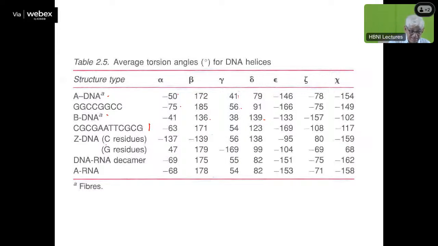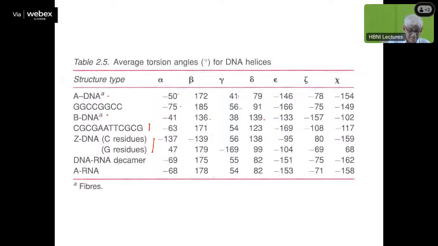Now we come to Z-DNA. Now you see I have to list two here, C residues and G residues. As I said, two nucleotides form the repeating unit here, and each of the nucleotide units has different kinds of conformations and values of torsion angle. For the individual repeating unit, for the C residues, you have minus 137, minus 139, 56, 138, minus 95, 80, minus 159. And for G residues, 47, 179, minus 169, 99, minus 104, minus 69, 68.